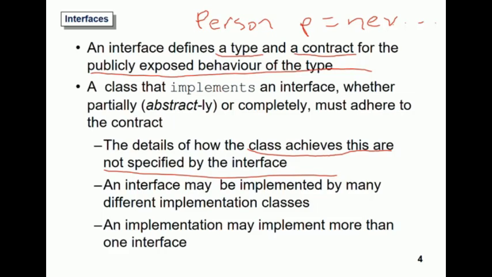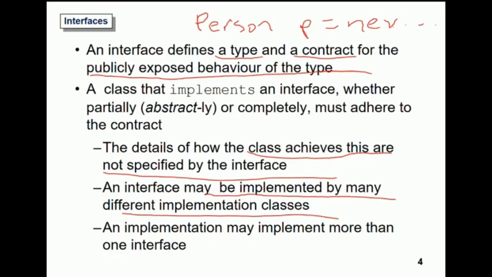An interface may be implemented by many different implementation classes. So an example of that is the collections hierarchy within Java. So for collections, you have lots of different types of implementations. You've got things like array lists, for example. You've got sets. I don't think maps are part of the collection. But there are other things. So there are lots of different types of data structures that implement the collections interface. And they each do it in a different way to help solve different types of problems.